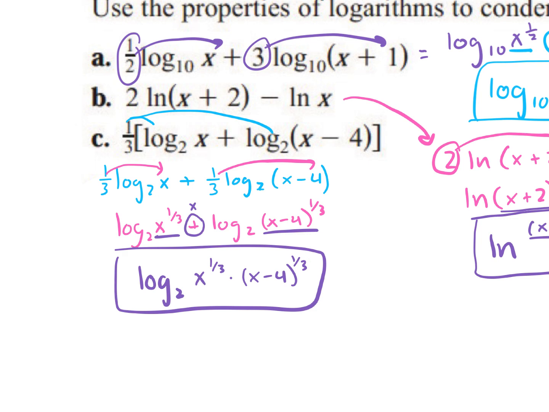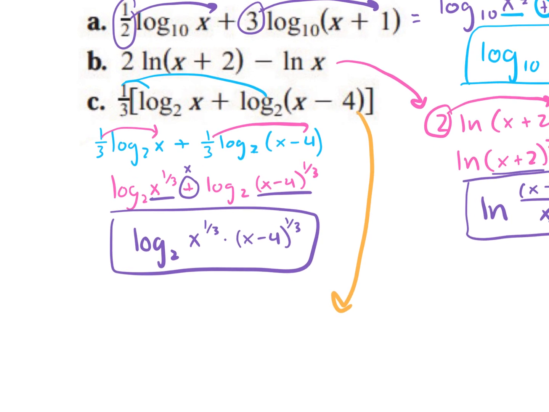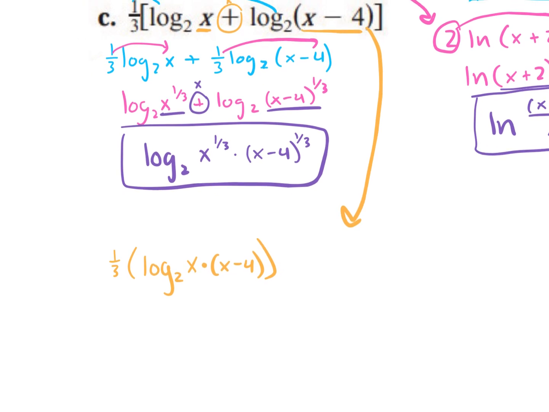Another way we can do this one, I'm going to write it down below here, is that I can condense the inside first. So I am adding, so that means I multiply. So I'm going to multiply the two things that I'm taking the log of. So this would be 1/3 times log base 2 of x times x minus 4. Now you don't have to distribute it, you can just leave it there. WebAssign may want you to distribute. So if I had to distribute, just distribute that x to both things on the inside because we're multiplying them. If not, WebAssign would probably want you to keep that in parentheses too.